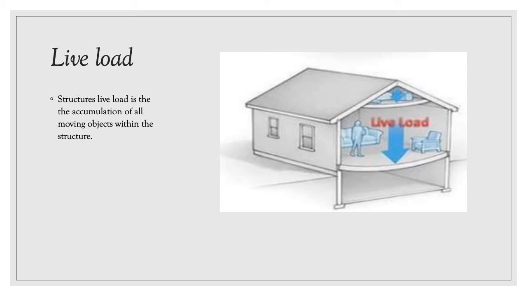A structure's live load is the accumulation of all moving objects within the structure. Live loads vary from structure to structure and depend on structure usage. For example, live loads on the roof and floor are produced during maintenance by workers and their equipment, while live loads on a bridge are produced by cars driving over the bridge deck.